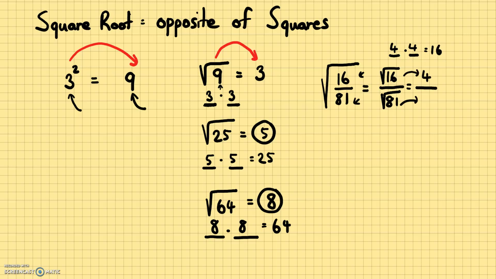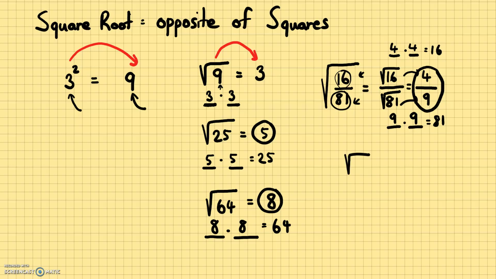What is the square root of 81? What times what gives you 81? And you'll know that 9 times 9 gives you 81. So the square root of 81 is going to be 9. So in this way, you can also find the square root of fractions. You can just take the square root of the numerator and then divide that by the square root of the denominator. Okay, so think of square roots as the opposites of squares.